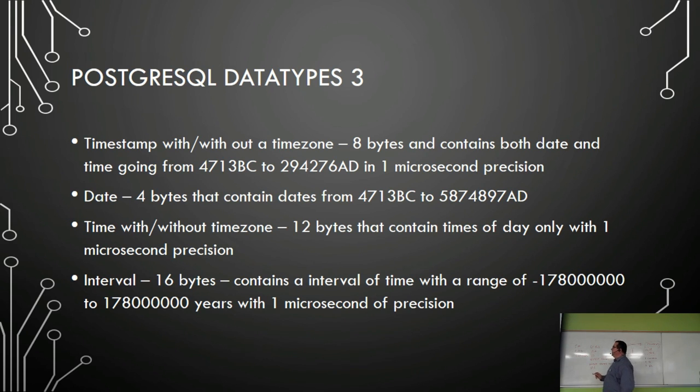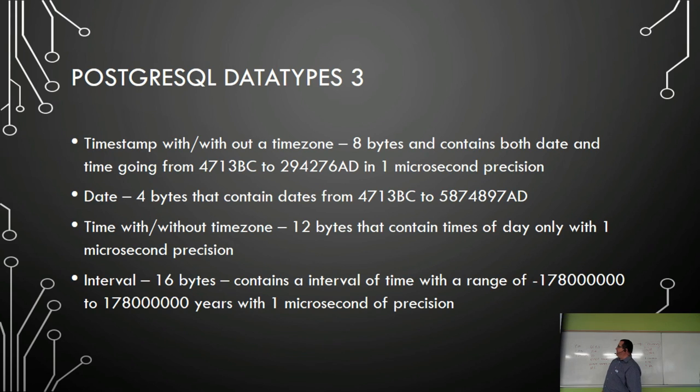But what's really cool is it also has interval. So let's say something started today at 6 p.m. with a microsecond of precision. You can store an interval. It tracks how long it took for something to happen. How long did something take? So you're not storing when it ended. You store this is how much time passed.